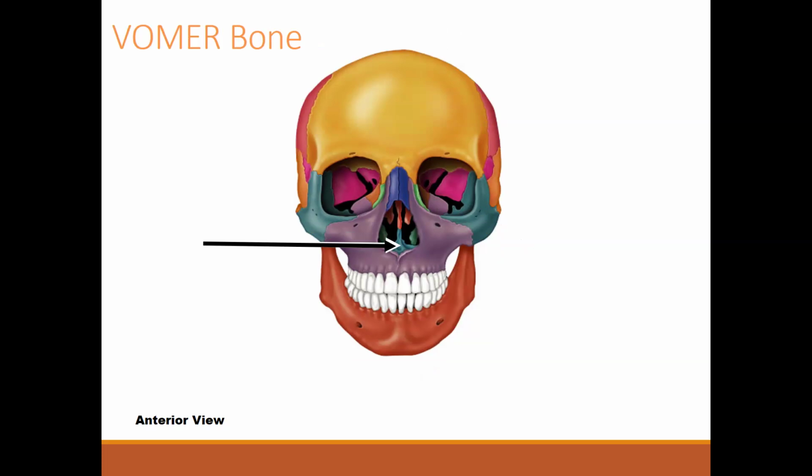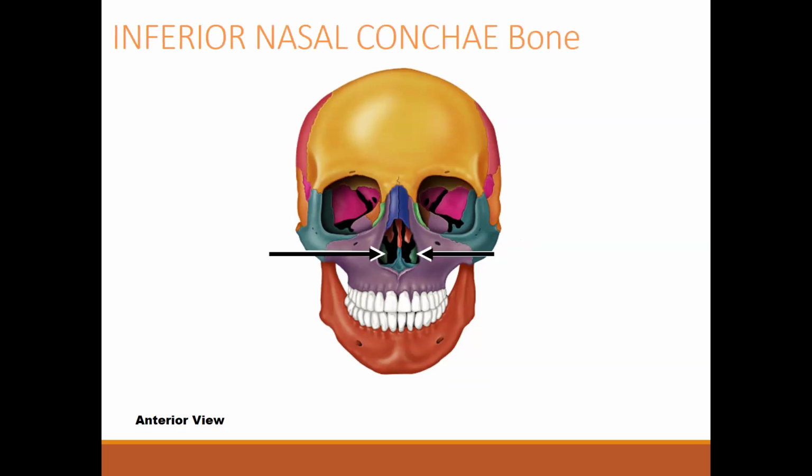Incidentally, guys, I didn't mention it, but these 3 right here, this is still part of your ethmoid. These 3 right here in the red color, I guess, in the nasal cavity. That's actually part of your ethmoid bone. But the inferior nasal conchae, that's separate, and then the vomer is also separate.